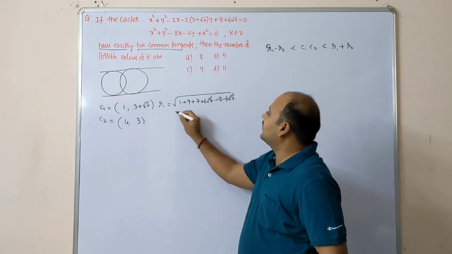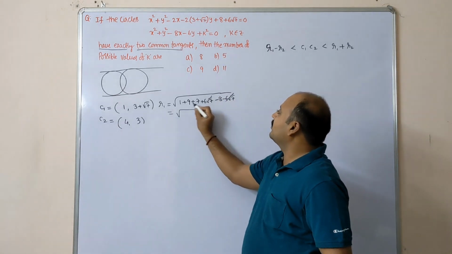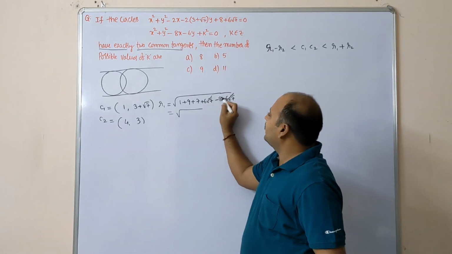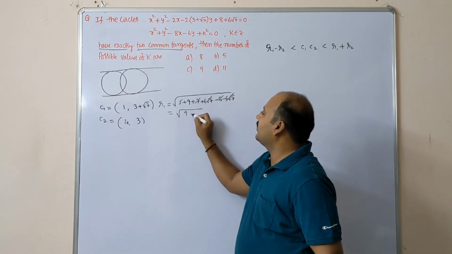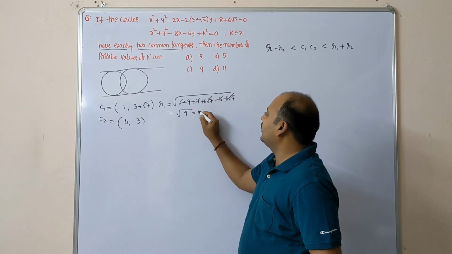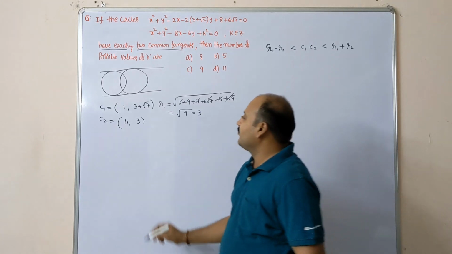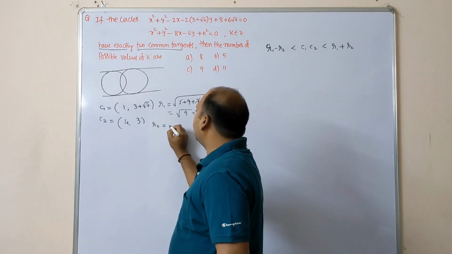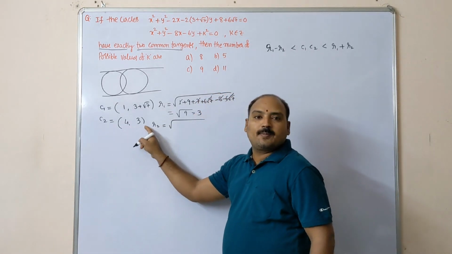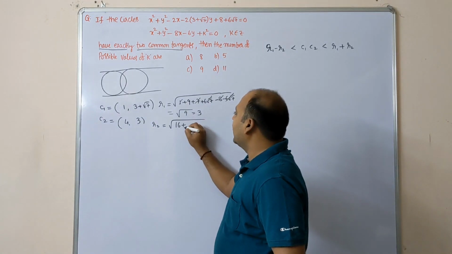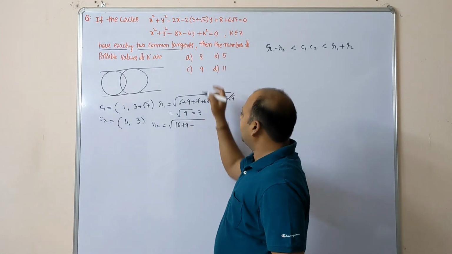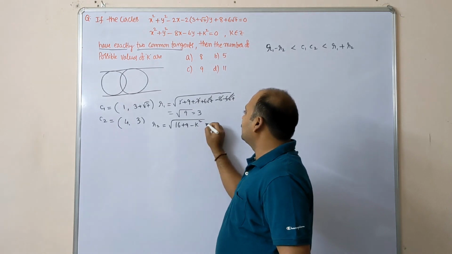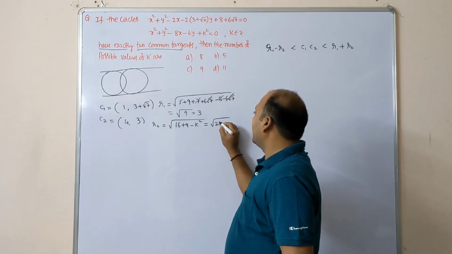So these two will be cancelled. Root over 10 + 7 is 18, and otherwise −8 + 8 cancels, root 9, which is equal to 3. So R1 value is 3. R2 value: calculate root over 4² + 3², 16 + 9 − c, which means k². So R2 is root of 25 − k².